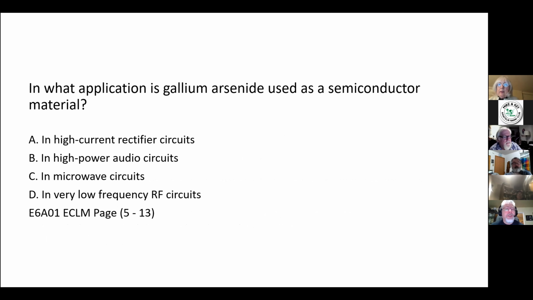In what application is gallium arsenide used as a semiconductor material? A, in high current rectifier circuits. B, in high power audio circuits. C, in microwave circuits. Or D, in very low frequency RF circuits. Charlie. Charlie is the correct answer, in microwave circuits.